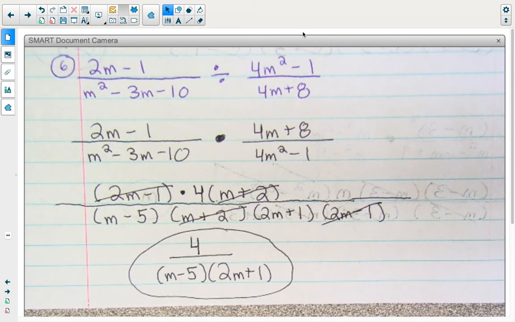So in conclusion, when you're multiplying, you do top times top and bottom times bottom. When you're dividing, you do keep, change, flip.